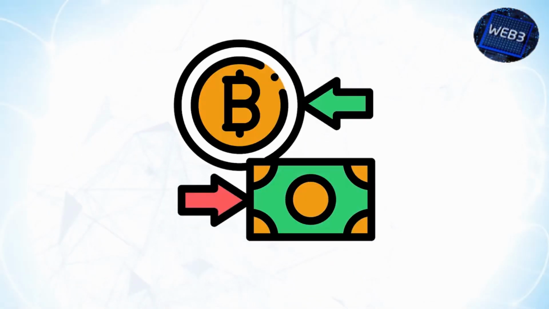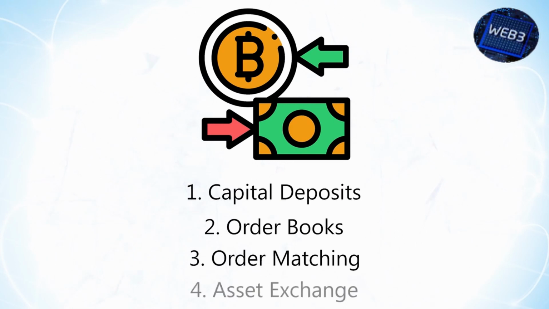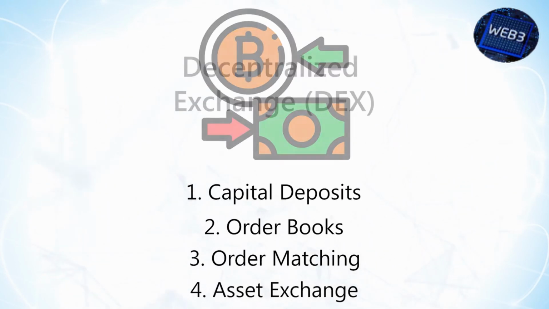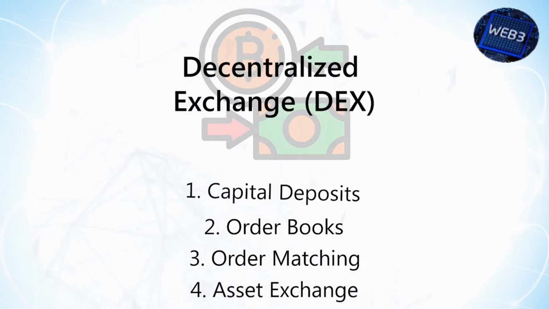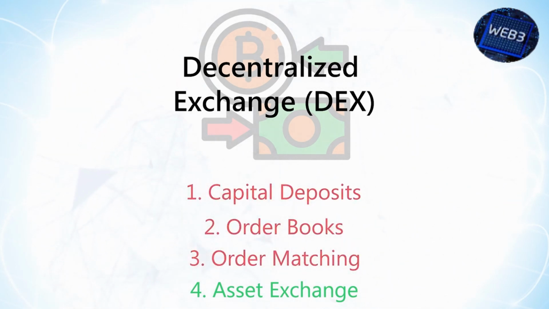The four core functions of any exchange are capital deposits, order books, order matching, and asset exchange. In order to create a fully decentralized exchange, or DEX, each of these functions must be decentralized. Typically on cryptocurrency exchanges, the asset exchange part is decentralized by default, as the assets are cryptocurrencies. The other three functions, and especially deposits, are usually centralized.